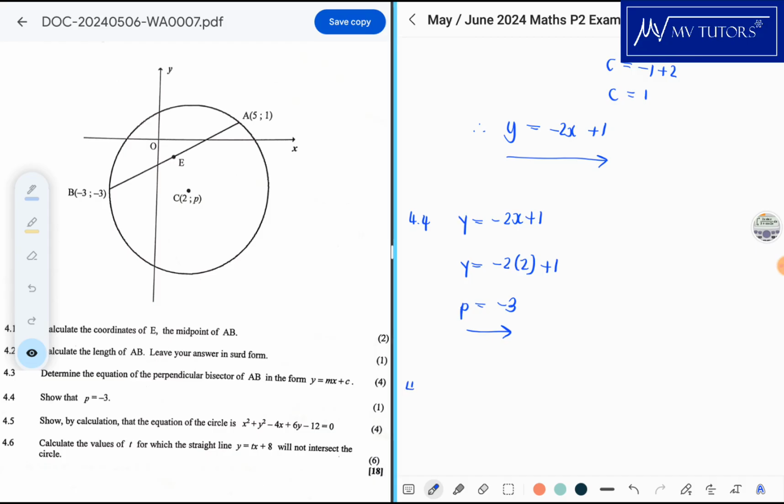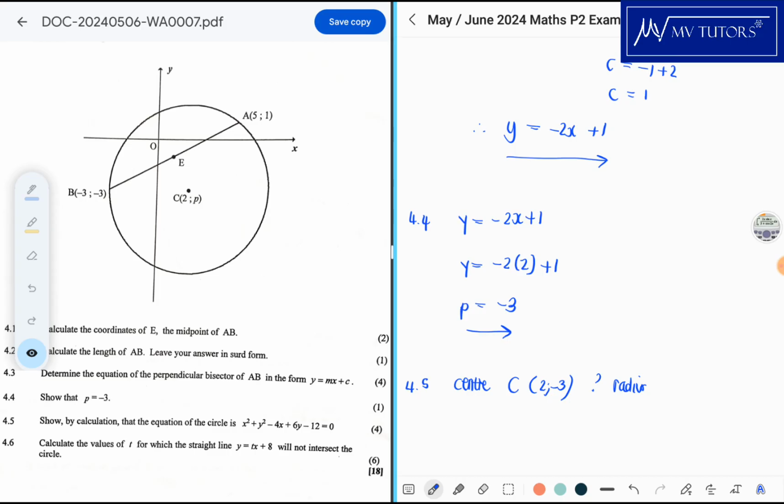Okay, now 4.5. It says, show by calculation that the equation of the circle is that. What do we need in order for us to get the equation of a circle? Firstly, we need a center. Okay, so we are aware that center C is actually 2 and -3. Great. What else do we need? We need the radius.